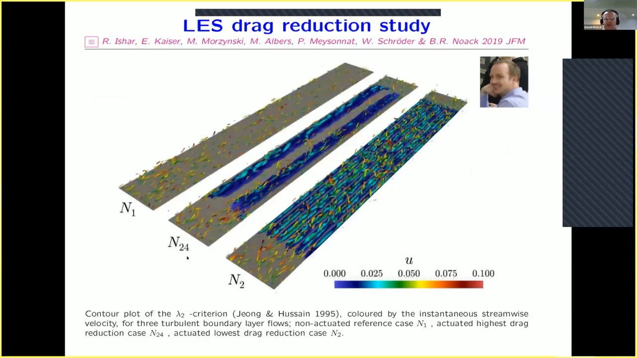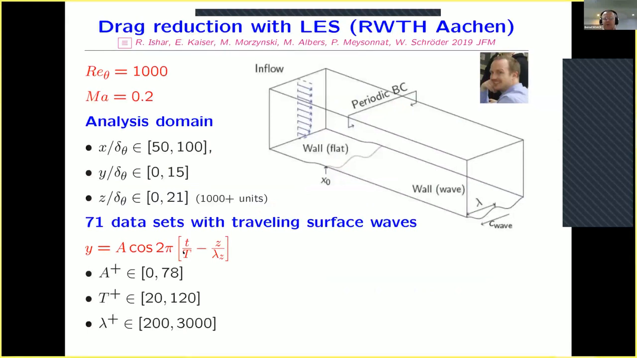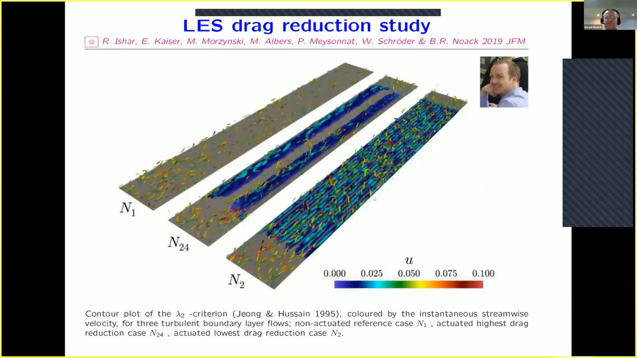These traveling waves have 3 parameters: a period, a wavelength, and an amplitude. The parameter range of the simulations is shown here. So we go about 1000 plus units, which corresponds to about 1 boundary layer thickness. So the dimensions are rather large. Some of these parameters give rise to increased drag, some of these reduced drag. And one is an example of the unforced flow.